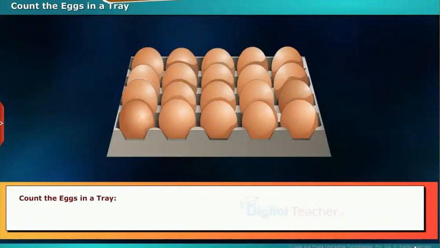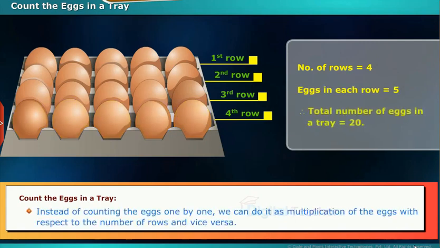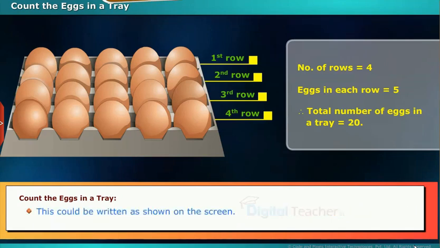Here we are going to count the eggs in a tray. Here we can see a tray of eggs. There are 4 rows of eggs and in each row there are 5 eggs. Instead of counting the eggs one by one, we can do it as multiplication of the eggs with respect to the number of rows and vice versa. This could be written as shown on the screen.